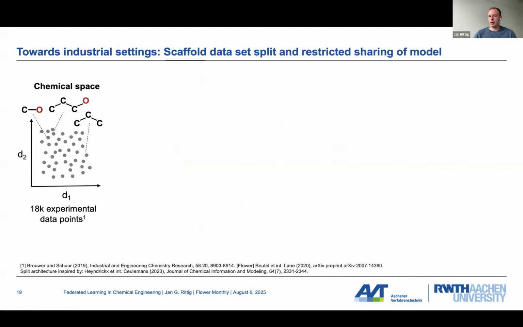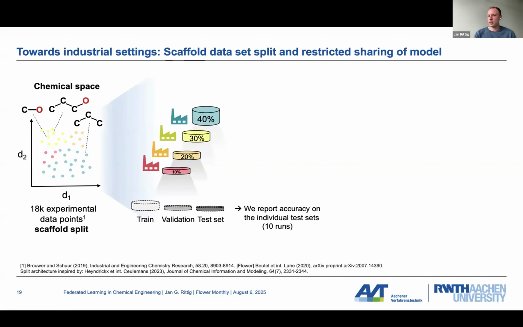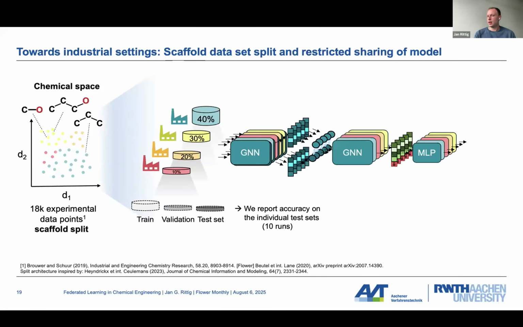And then for this more realistic scenario, we assume that the chemical space is separated based on scaffolds for the different chemical companies. So each company works on a different region of the chemical space. And what we also assume is that the companies have different sizes of data available. So one company, for example, has 40% of the data, while the other company only has 10%. Again, we report the average accuracy on the individual test sets.